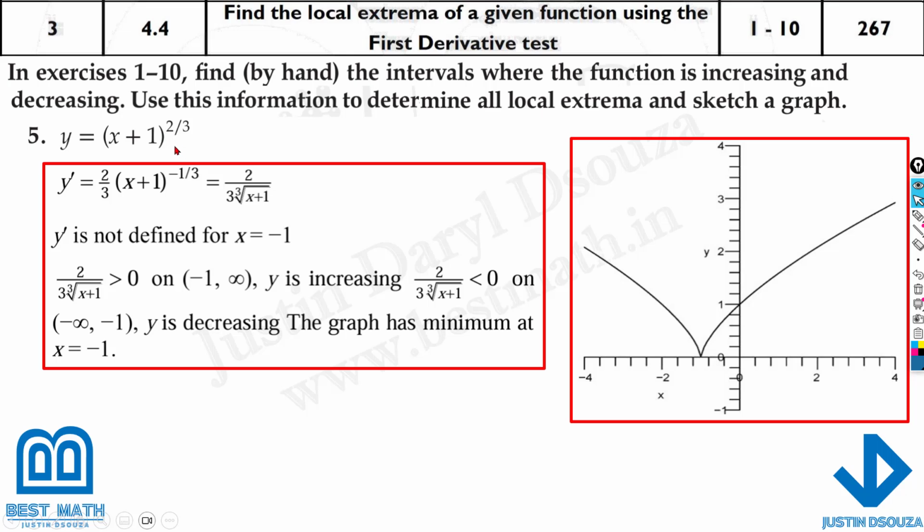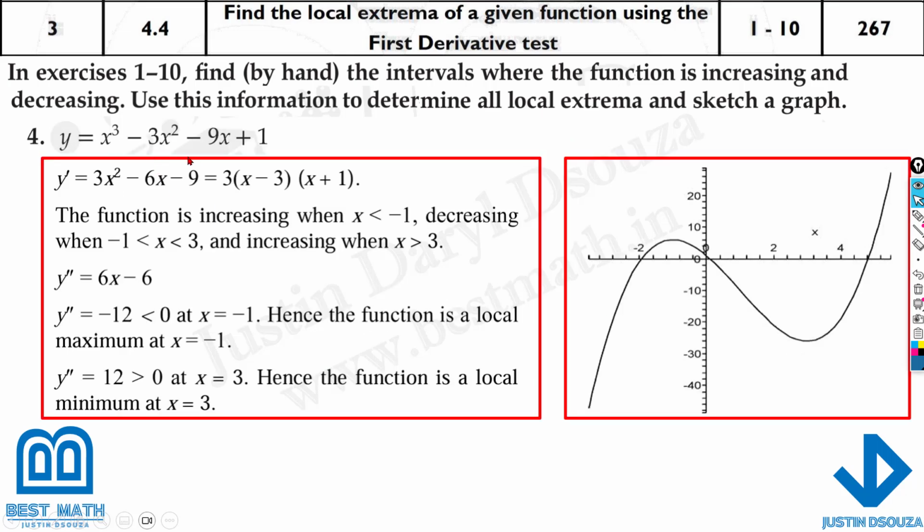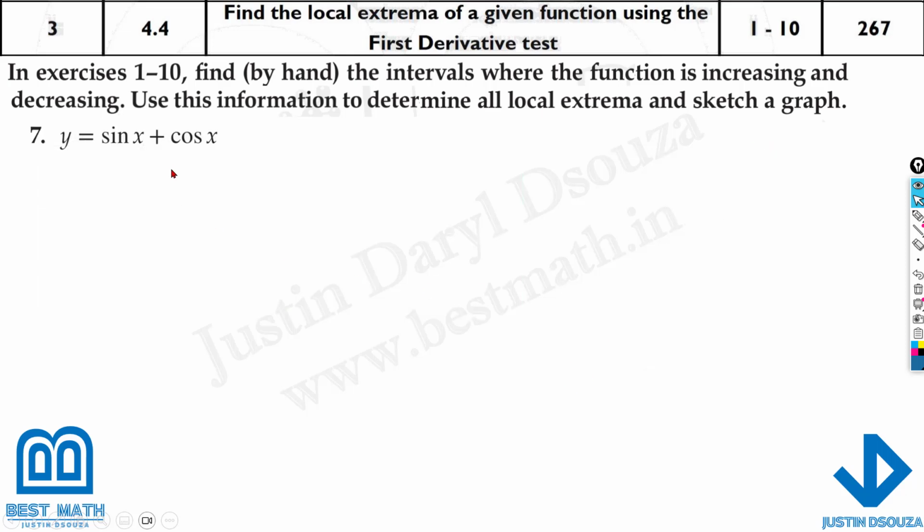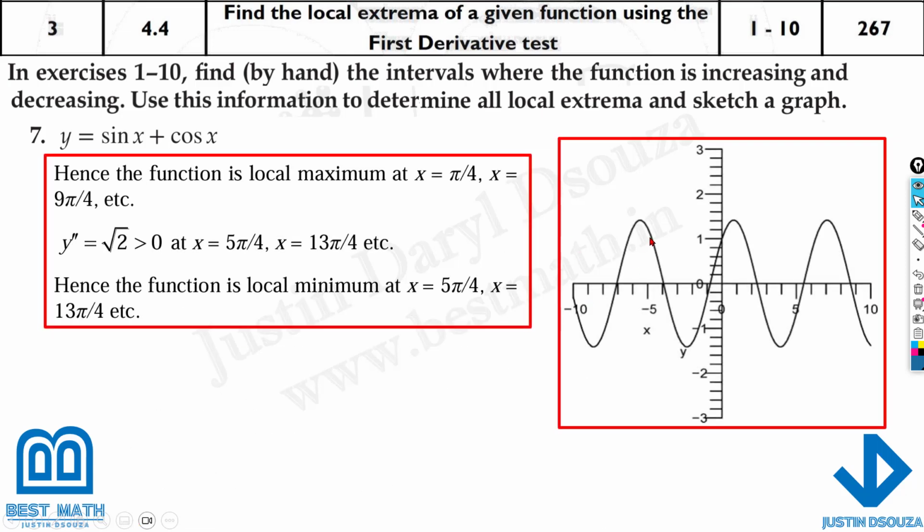Now this one as well, just choose some points. Whenever you see to the power 2/3, you can understand there's a cusp over here, a sharp edge. Looking at the other graphs, this is a cubic graph. Yes, this is a cubic graph. Let's see some others. Over here it's 1/3, so it's shaped like this. Whereas if it's sine and cosine, it should be something like waves, isn't it? So you can figure out from the options which is more likely the correct graph.